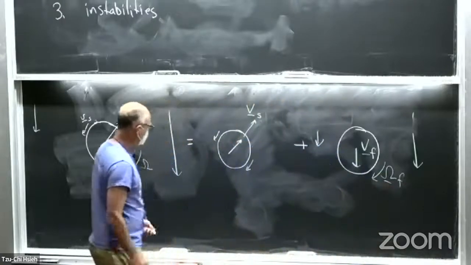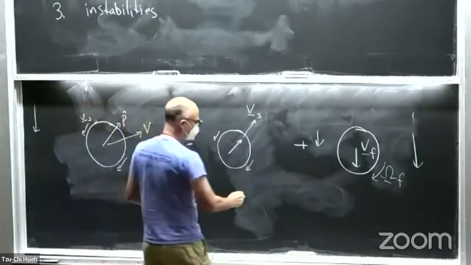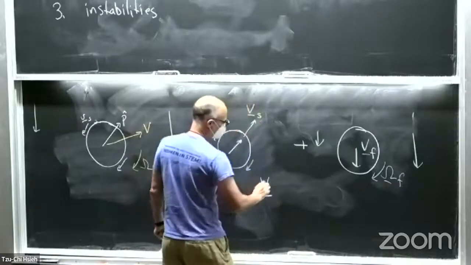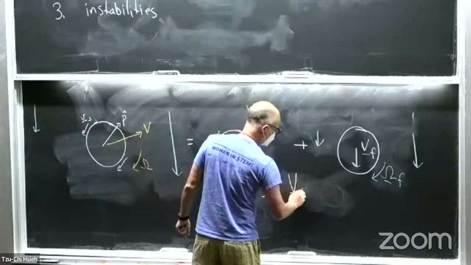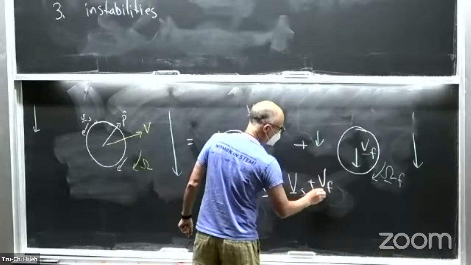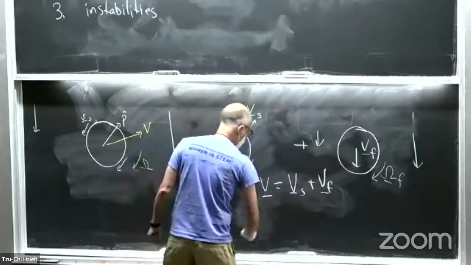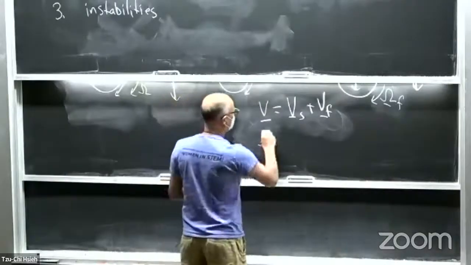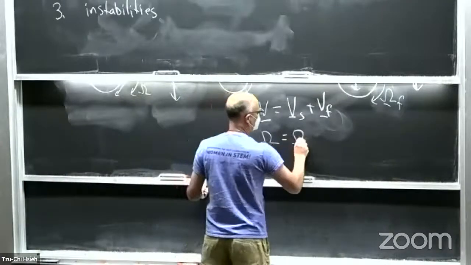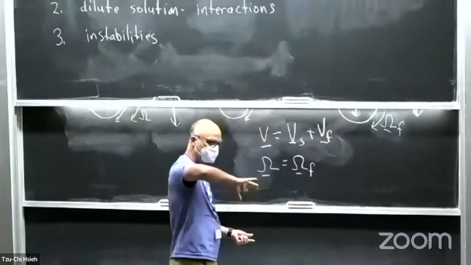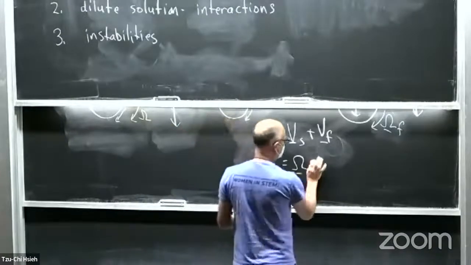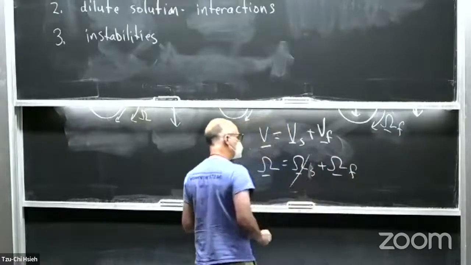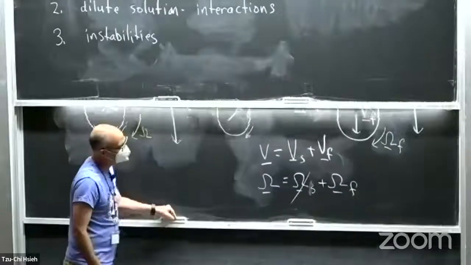So in general, we'll just add these together, right? So to get the total velocity that the swimmer is moving at, we just add up the swimming velocity to the velocity from the external flow. And likewise, for the angular velocity, in general, there could be some rotation due to the swimming, but we're going to largely ignore that.